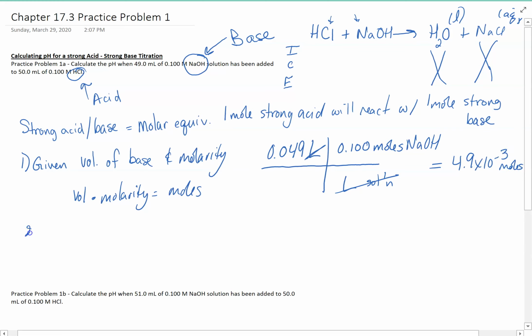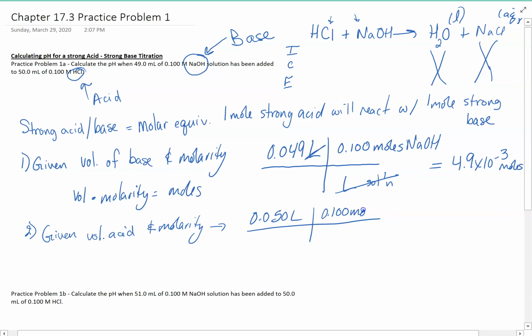And we're going to do the same thing for the acid that we started with. This one we were told is going to have 50 milliliters and a solution strength of 0.100 moles per liter of the acid. This one's going to become 5.0 times 10 to the negative 3rd moles of HCl.